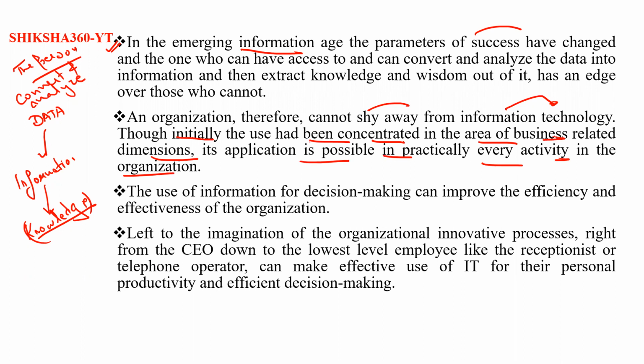The use of information for decision making can improve the efficiency and effectiveness of the organization. Right from the CEO, or the head of the organization, down to the lowest level employee like the receptionist or the telephone operator, everyone can make effective use of information technology for their personal productivity and efficient decision making.